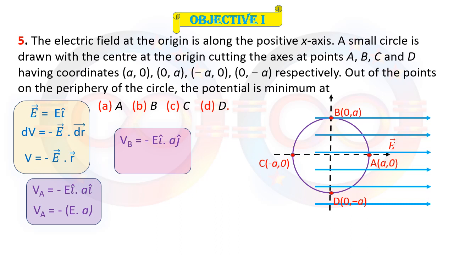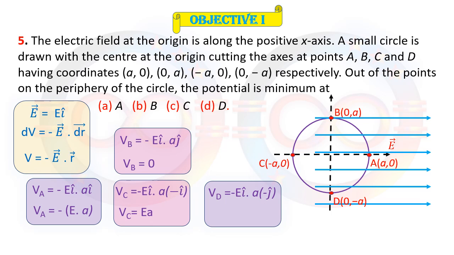Now at point B it is minus E i dot A j. i and j are at 90 degrees, and the dot product of different unit vectors would always be 0. So here potential at B would be 0. Similarly, potential at C, if you are going to multiply, it is EA but positive. Potential at D, because they are perpendicular, i and j would be 0 again. So B and D are having 0 potential, but C and A are having some amount of potential, where C is positive and A is negative. Hence potential at A would be minimum.